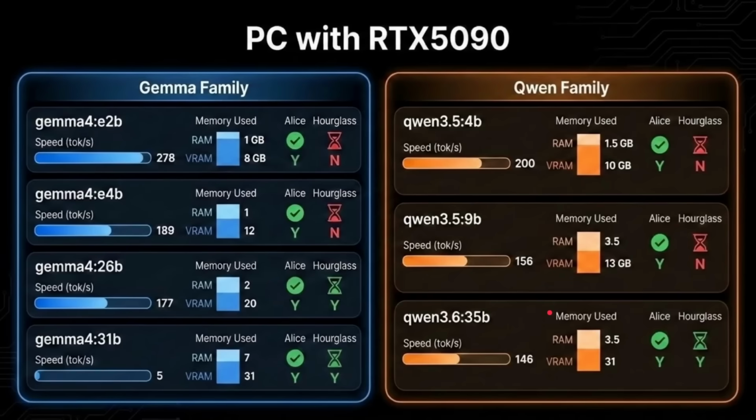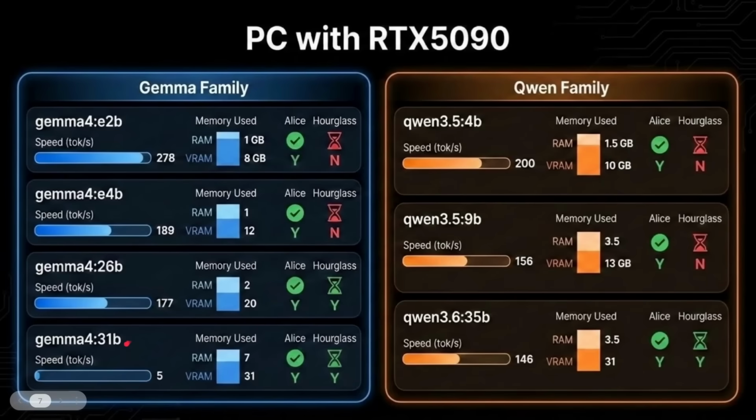Now onto the PC with the RTX 5090, much different set of results. So 278 tokens per second, 189 tokens per second. Even when you're using the 26 billion, 177 tokens, it flies through the answers, gives them to you very quickly. 8 gigs of VRAM used on the first one, 12 gigs of VRAM used on the second one, 20 gigs of VRAM used on the 26 billion mixture of experts model. And there's some normal RAM usage associated with that, 1 gigabyte, 2 gigabytes. Now the 26 billion one can answer both the Alice and the hourglass question.